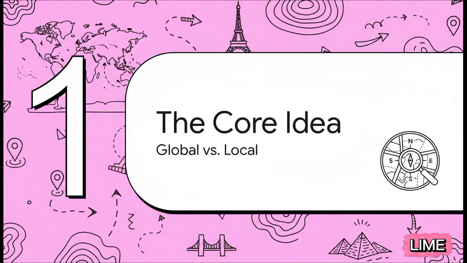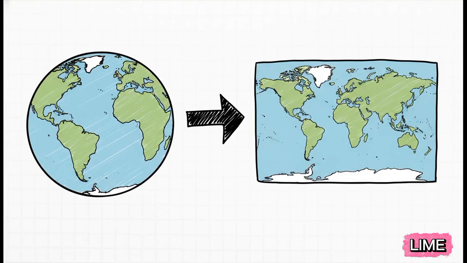All right, to really get what makes LIME tick, let's just forget about all the code and the algorithms for a moment. Instead, I want you to think about maps. Seriously, this one single analogy is the key to understanding everything about how LIME works and why it's so useful. Think about a flat map of the world. You've seen them 1,000 times.